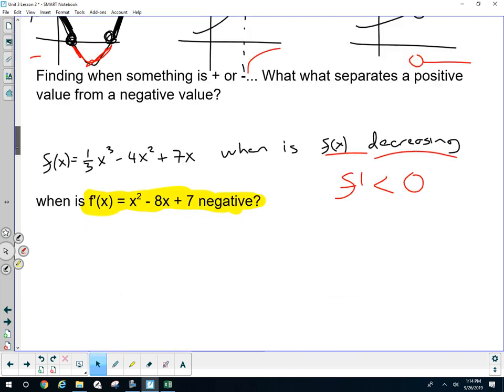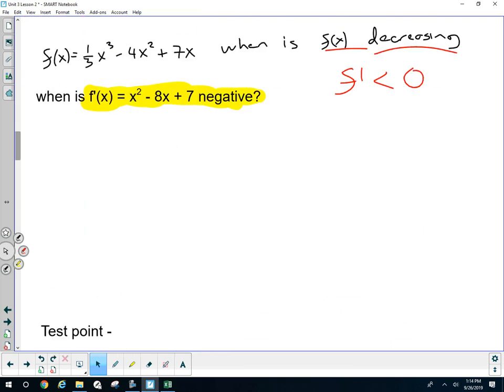A lot of people like to think, I don't know, start plugging in some x values. No. Let's find zeros and undefined function values. Let's find those critical points that we were finding last class. So we are going to take this and set it equal to 0. Okay, we're going to factor.